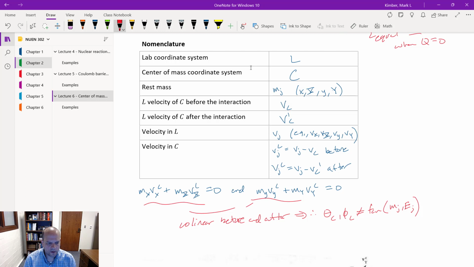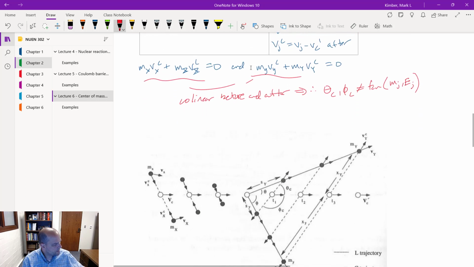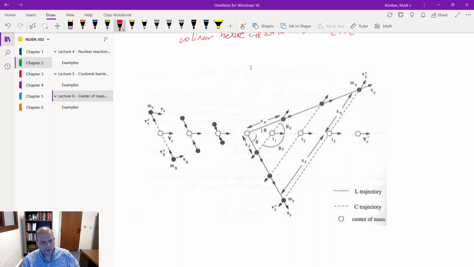So to illustrate a little bit more, I'm including this figure from your textbook towards the end of this chapter, the end of chapter 2. There's a lot to unpack here, so let me walk through this. You see an M capital X and M lowercase x, and so this is going to be my target. That's my capital X. This one is my projectile. And then on the reaction side, this is M capital Y, so this is my heavy product. And then this one over here is my light product.